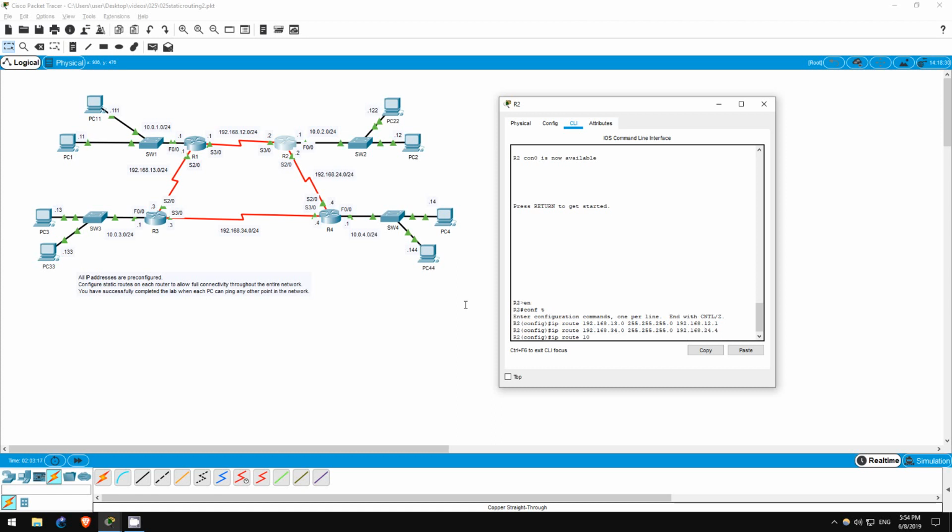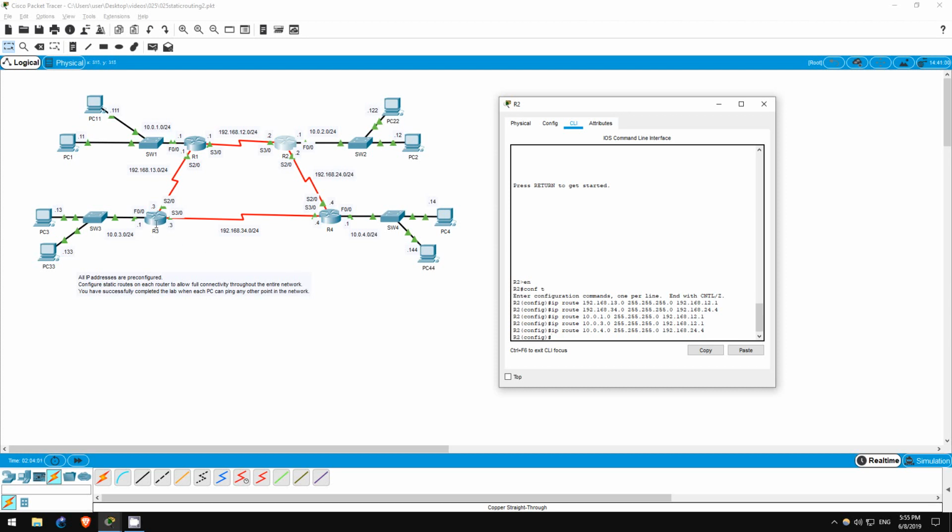IP route 10.0.1.0, 255.255.255.0, 192.168.12.1, R1 is the next hop. IP route 10.0.3.0, 255.255.255.0, again we can choose between two equal distant routes, R1 to R3 or R4 to R3. Let's go with R1, so 192.168.12.1. IP route 10.0.4.0, 255.255.255.0, 192.168.24.4. R4 is the next hop. That's all for R2.